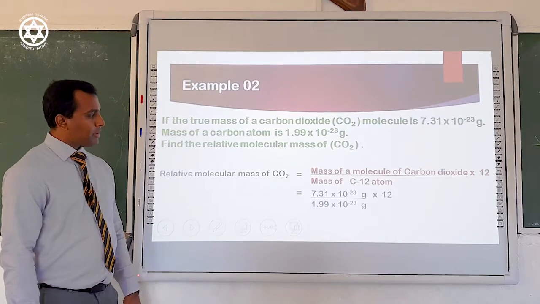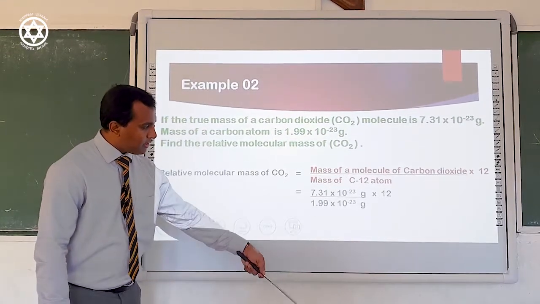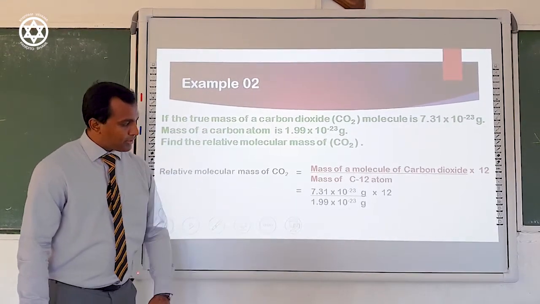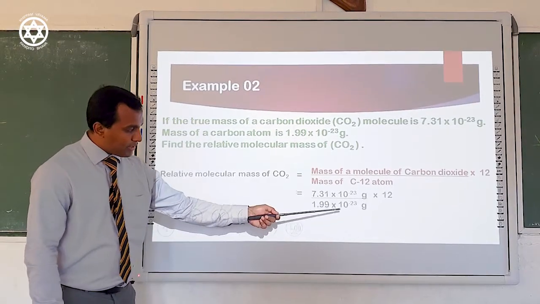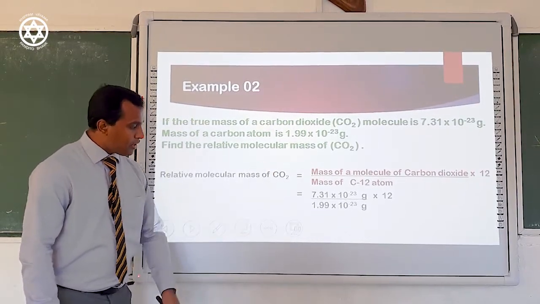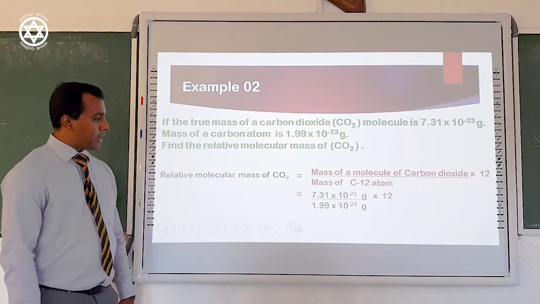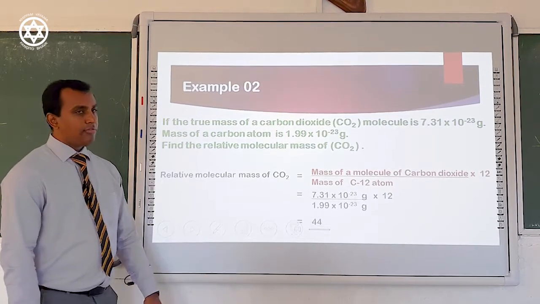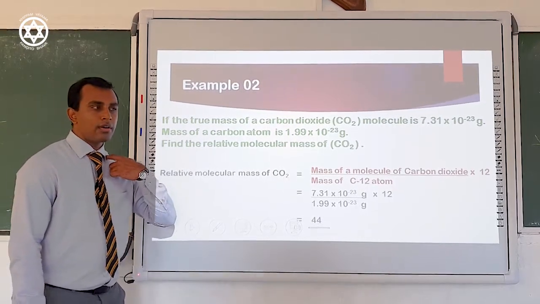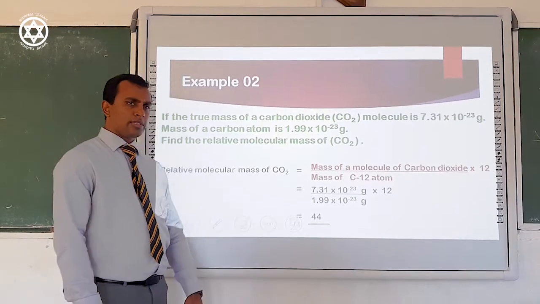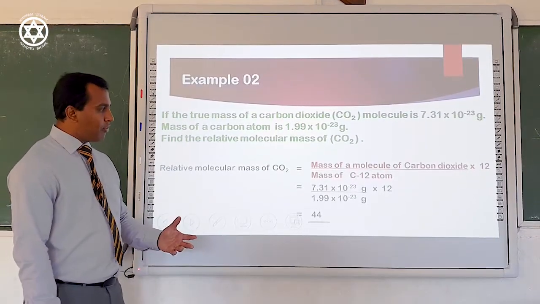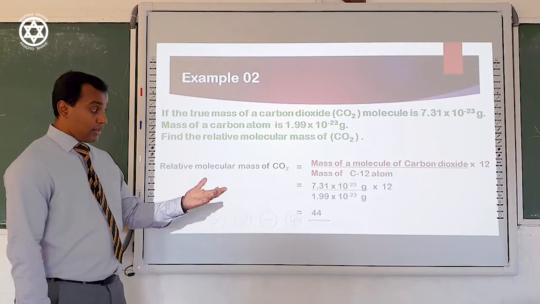Likewise, here also gram to gram cancel, and 10^-23 in the numerator and denominator are cancelled out. Then the whole number will be taken as 44. So the relative molecular mass of carbon dioxide should be 44. We have taken that value earlier also.